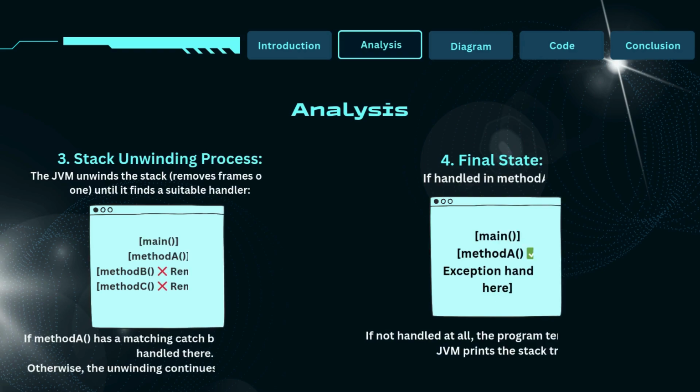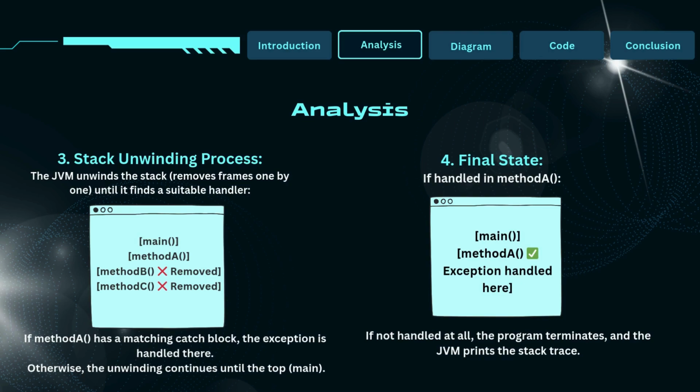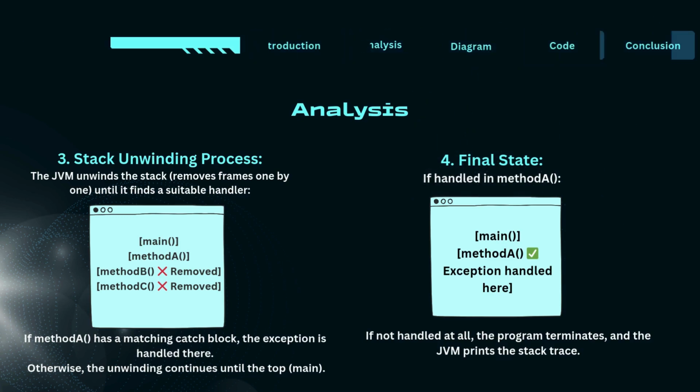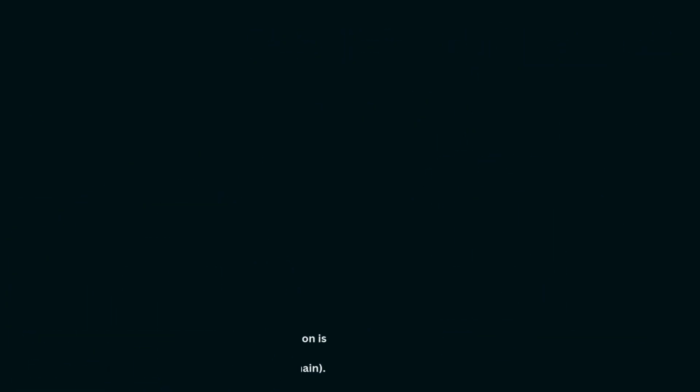The JVM then removes frames upward through the call stack. If method A has a matching catch block, the exception is handled there. If no handler is found in method A, the unbinding continues until the main method. If no handler exists at all, the program ends with a stack trace showing the chain of calls.